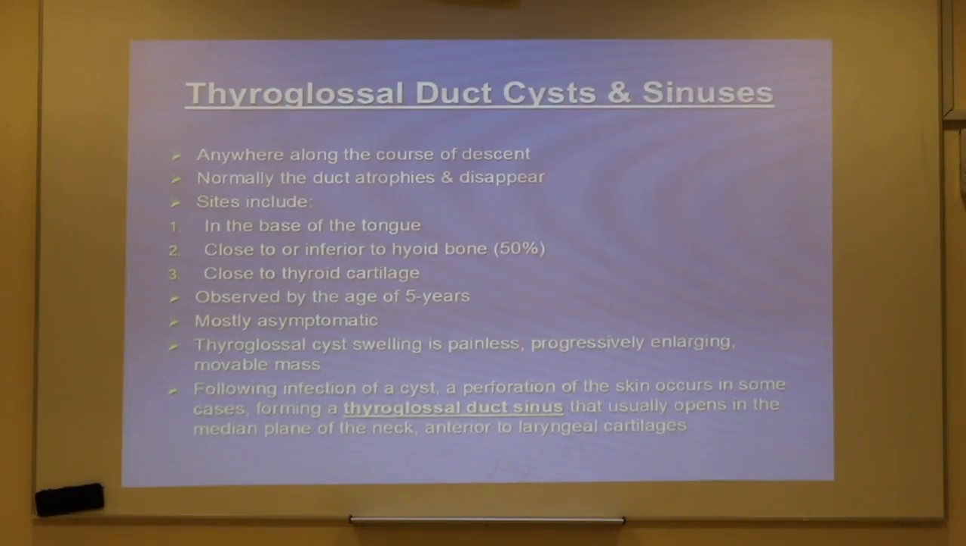If there is an infection of this cyst, then the cyst will open outside into the skin, giving rise to a thyroglossal duct sinus. So when you hear the word sinus, it means there is an infection of the cyst, which leads to opening of the cyst into the exterior, giving rise to a thyroglossal duct sinus.